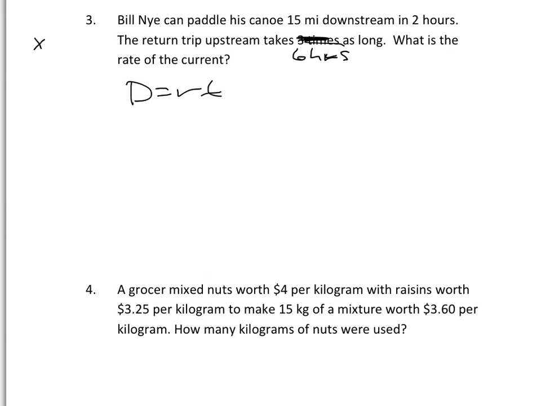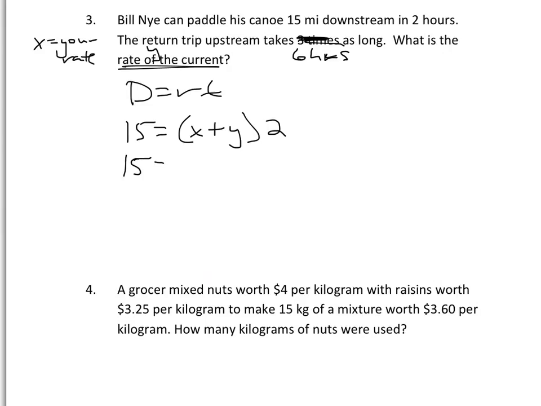So x is your rate, and y is going to be the rate of the current. Okay, so I've got x is your rate, y is the rate of the current. So the distance is pretty easy. It's 15. It's how long you're going downstream. The rate downstream is going to be your rate plus the rate of the current, and it takes you 2 hours. The second one, going back upstream, still 15 miles. Now you're going upstream, so it's your rate minus the current times time, which is 6.